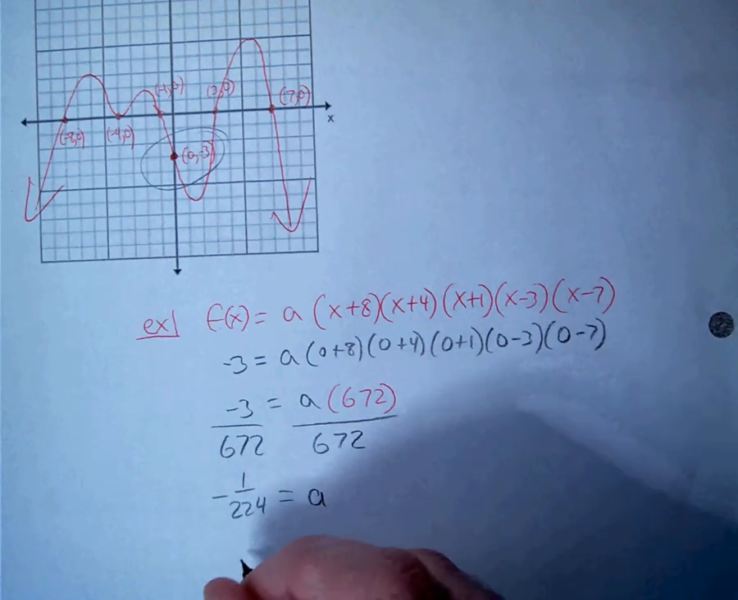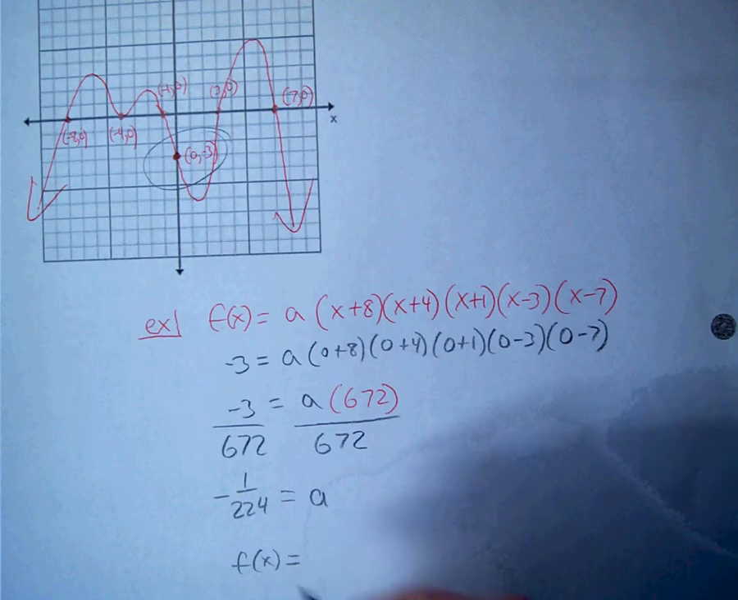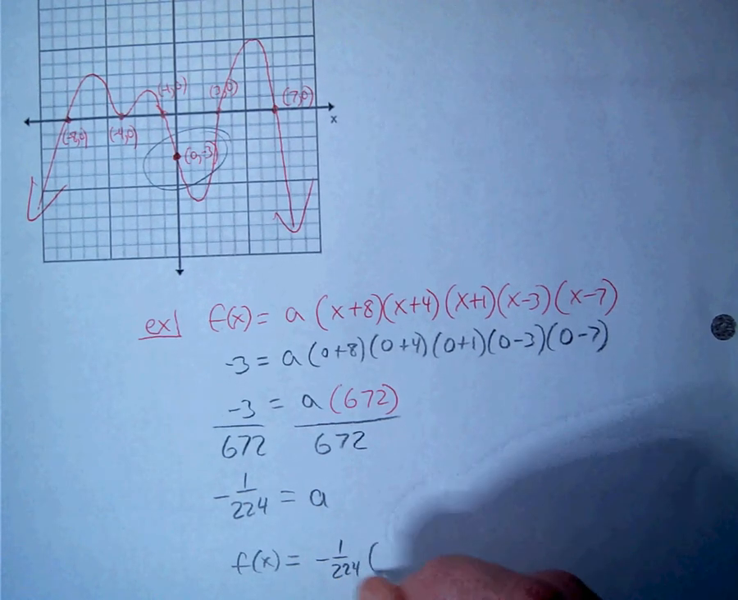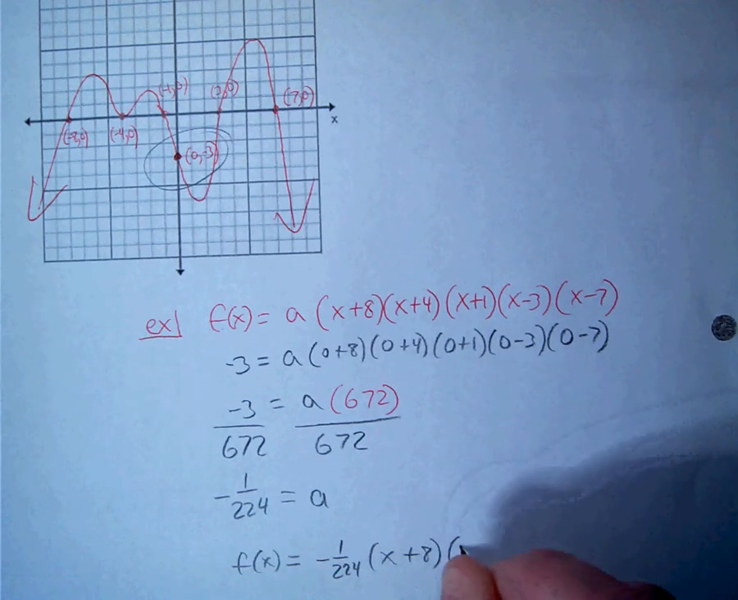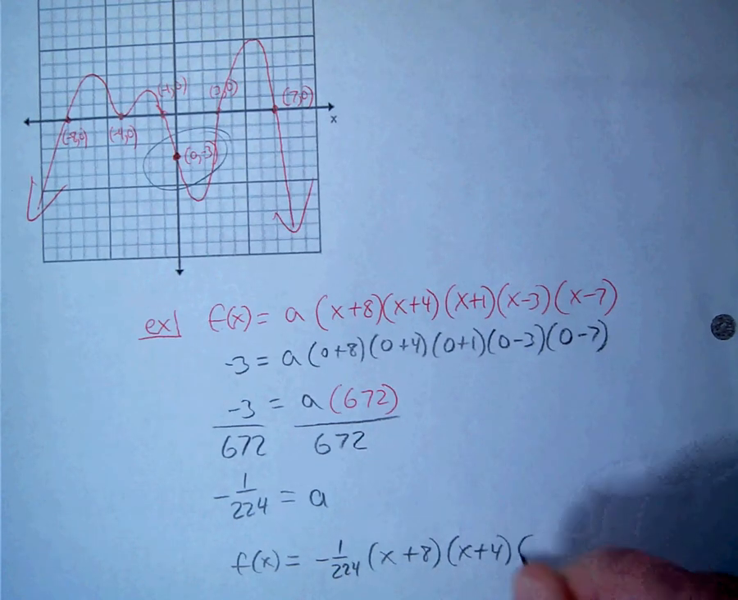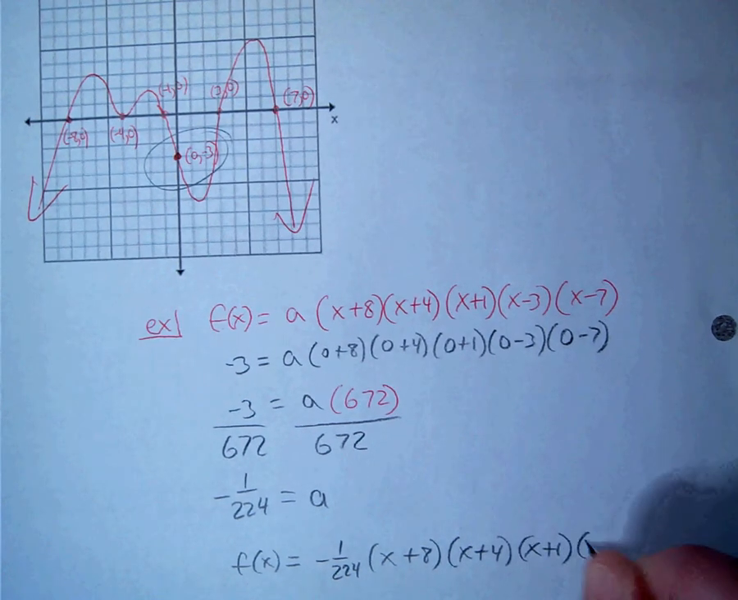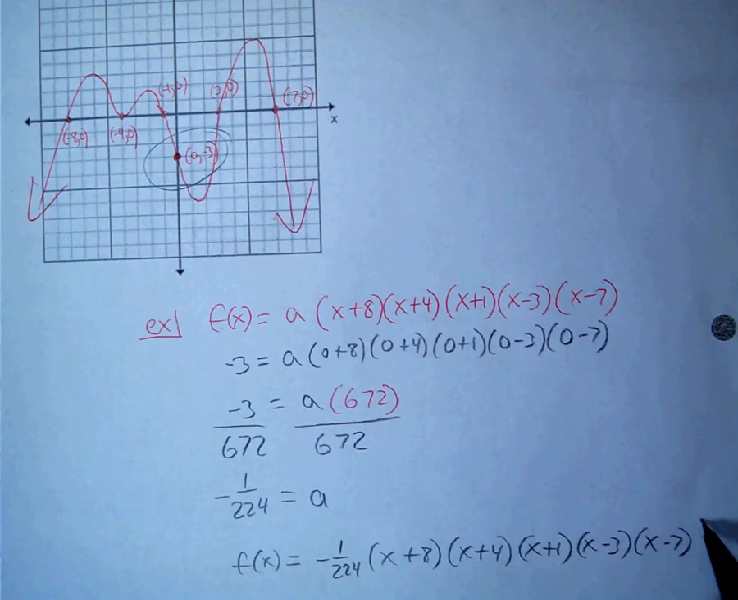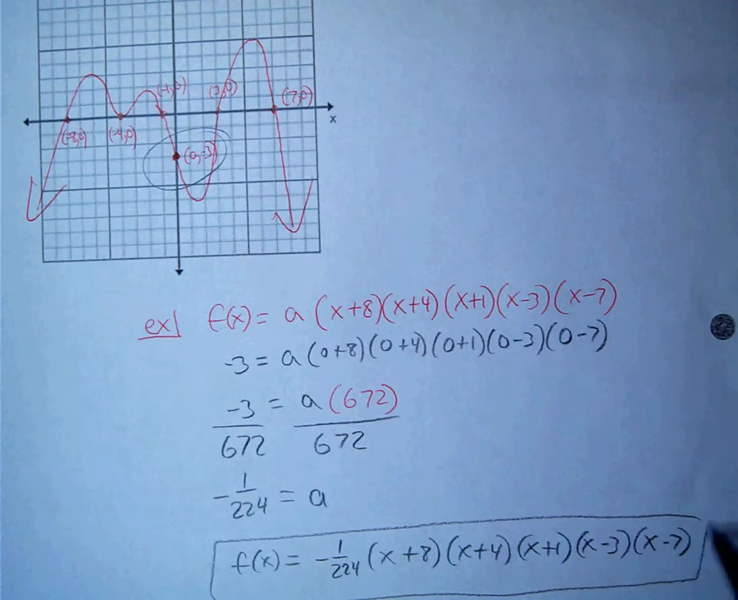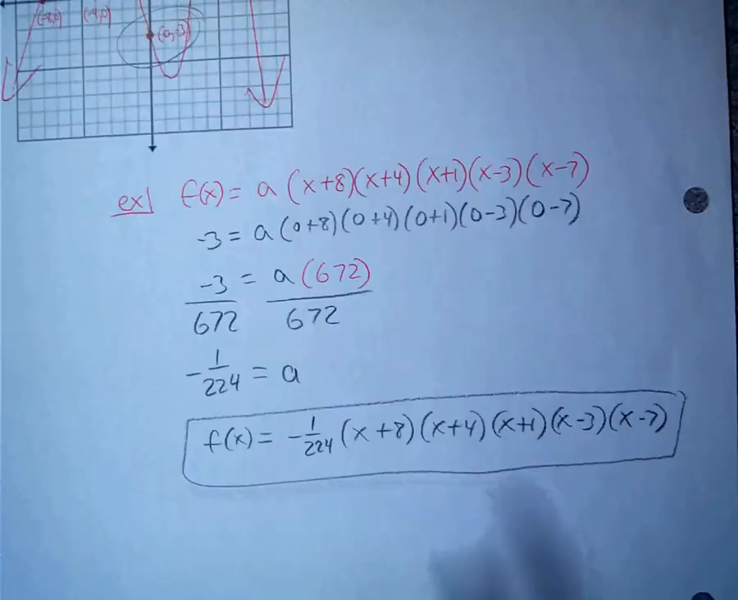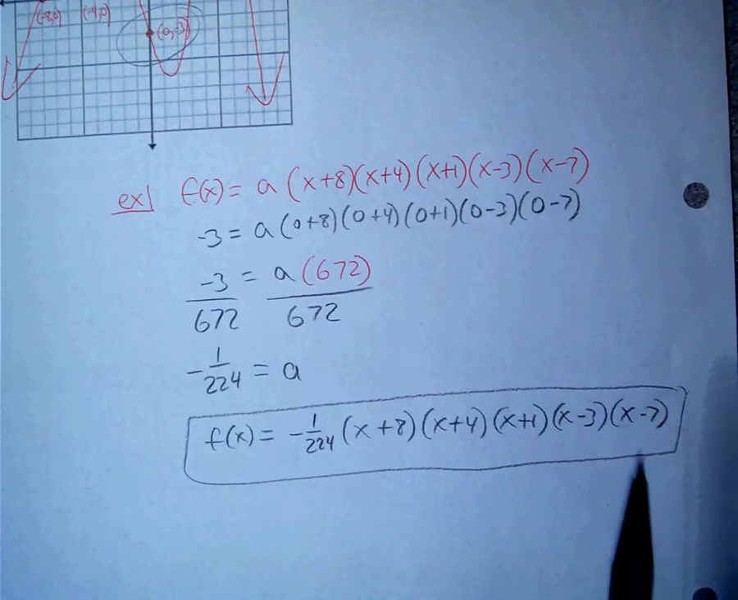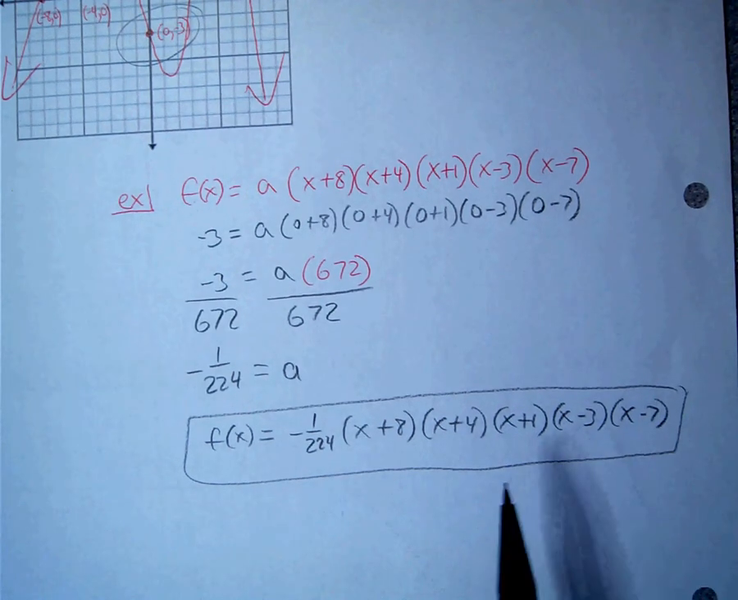From that, we write our final answer. F of x equals negative 1 over 224, (x + 8)(x + 4)(x + 1)(x - 3)(x - 7). So class, definitely, let's see, what degree would this be? 1, 2, 3, 4, 5. This was a 5th degree polynomial, but we used the same idea.